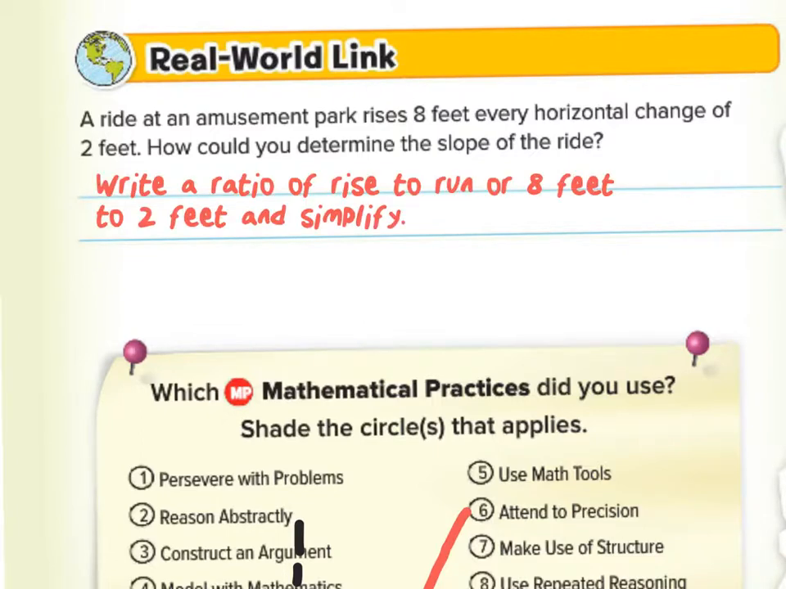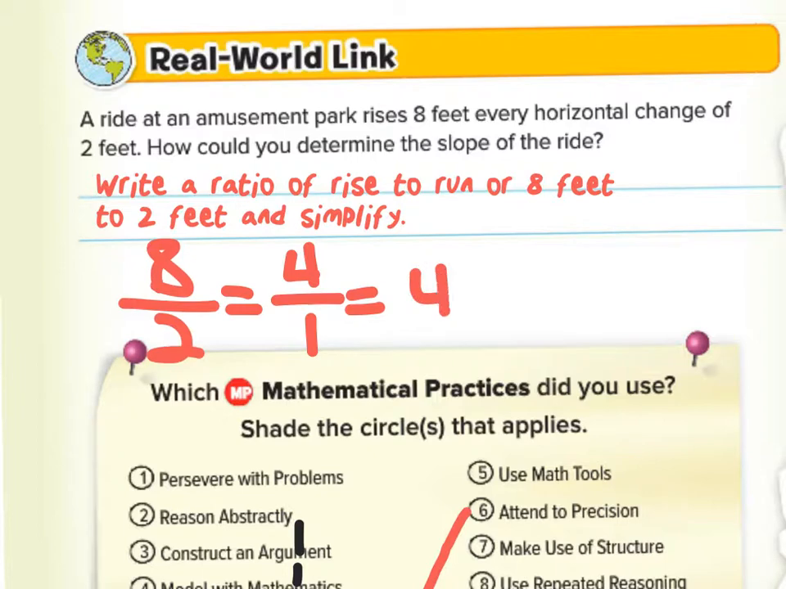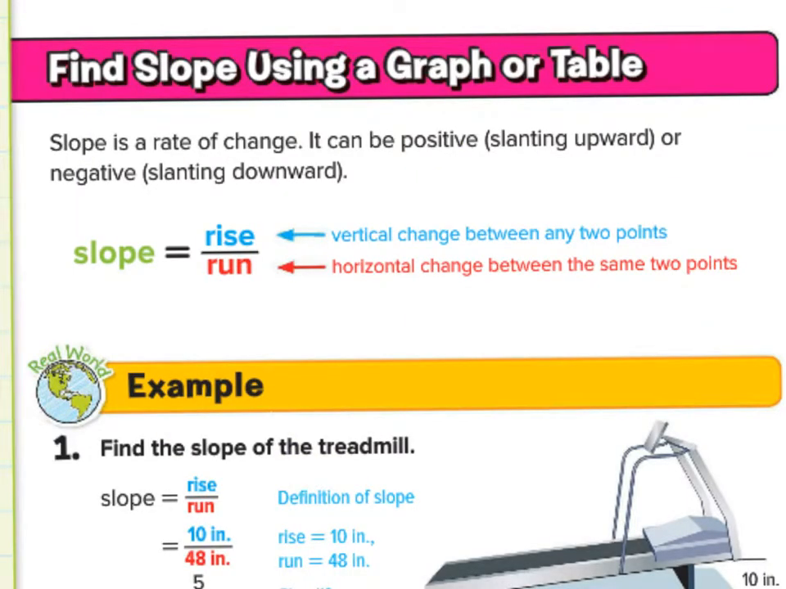I'd say write a ratio of rise to run. So the rise is 8 and the run is 2, or 8 feet to 2 feet, and simplify. So if it's 8 feet to every 2 feet, that means we're rising 4 feet to 1 foot, or we can just say we have a rise of 4 per unit, right? So it's rising at 4 feet per 1 foot horizontally. And here's what we just did, but now it's in words. So this is one of the key concepts. Find a slope using graph or table.